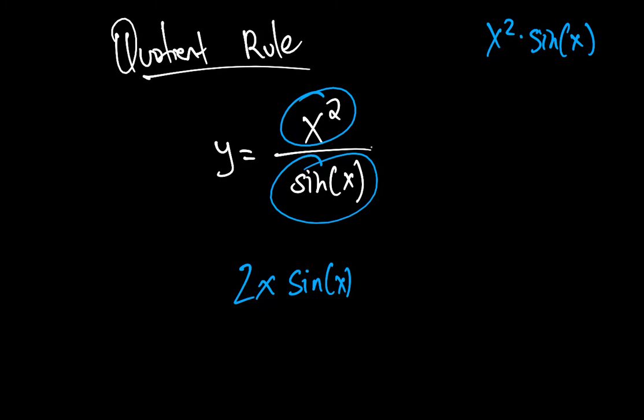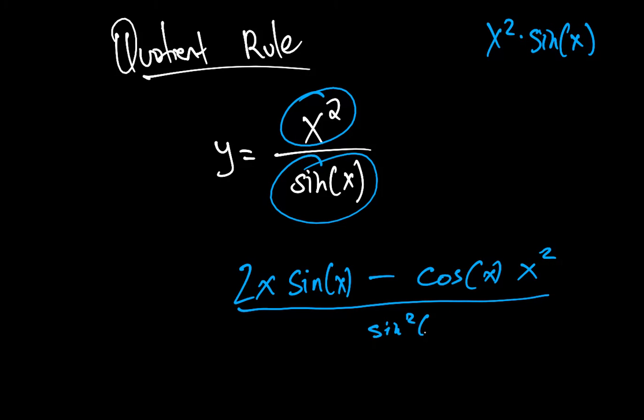Then you take the derivative of the bottom, like we did before, cosine x, and you multiply it by the top one left alone. Now in this case, you subtract the two values, and you divide everything by the denominator squared, which in this case would just be sine squared x. That's the quotient rule. So our derivative at that point, our slope at that point, would be 2x sine x, which is the derivative of the top times the bottom, minus the derivative of the bottom times the top, all over the bottom squared.